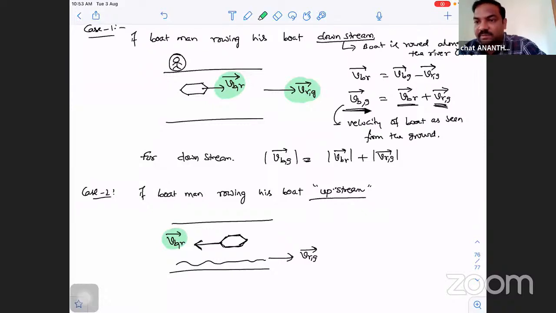The boatman is there inside the river. So definitely he will see some other speed as seen from the ground.